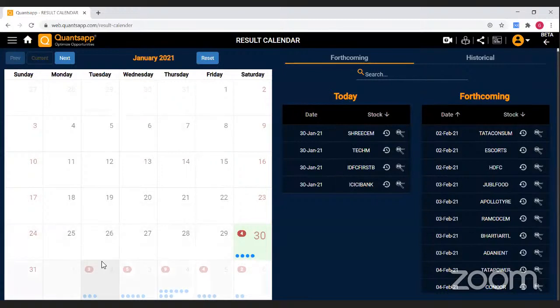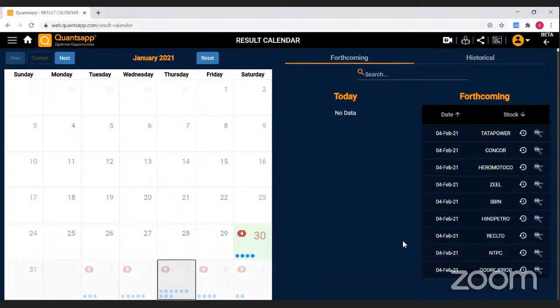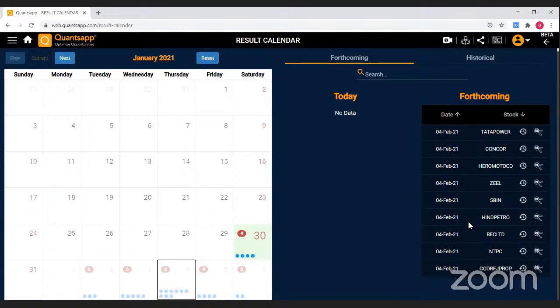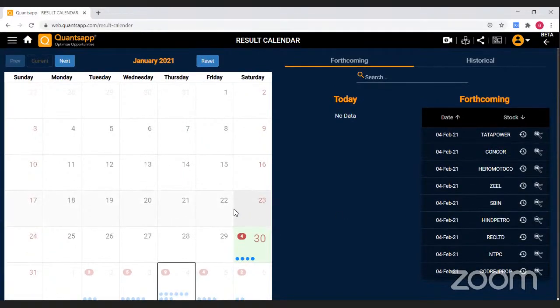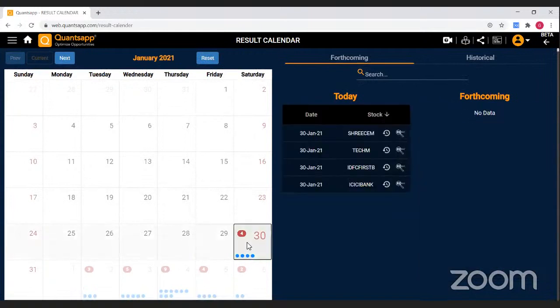Now you can see on Tuesday there are around two companies, Wednesday five, and Thursday almost nine companies announcing results. Tata Power, Concor, Hero Motors, Zeal, SBI, Hinpentra, these are the companies announcing the result. So today we have Tech Mahindra, IDFC, ICICI, and Shree Cement.